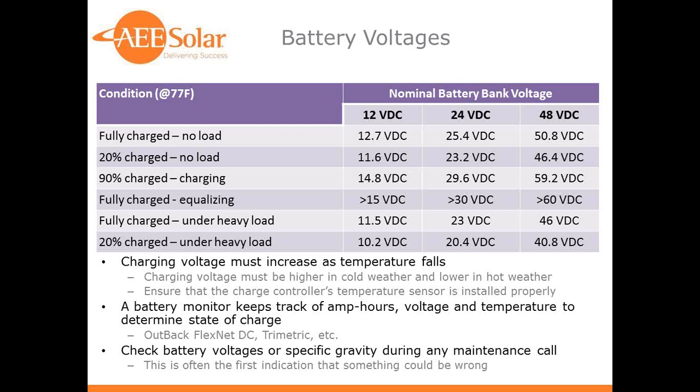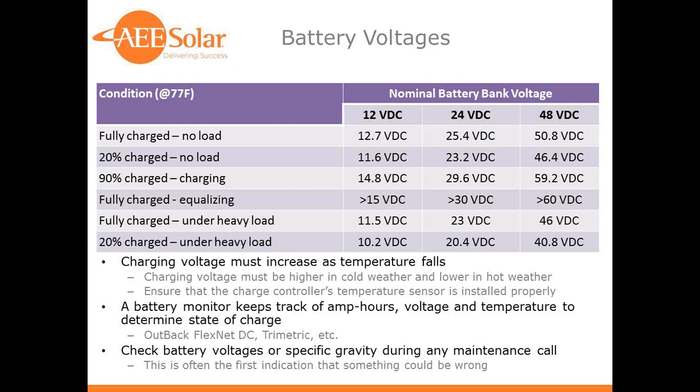If a battery is mostly charged but still charging, it's going to read a fairly high voltage. Equalization is going to be higher than that still. And then when you put batteries under load, it's going to drag the voltage down. So a fully charged battery under a heavy load is still going to show fairly low voltage even though it's fully charged. And a battery that's only 20% charged under heavy load is really going to show low voltage.